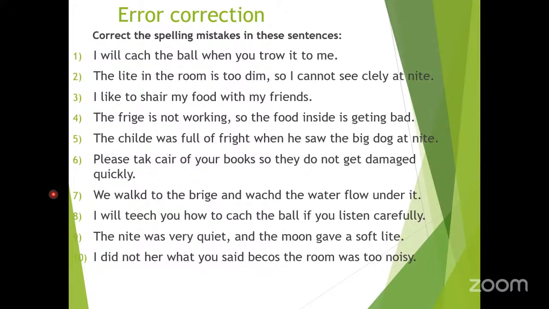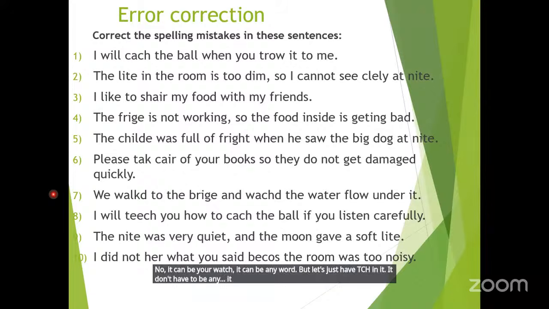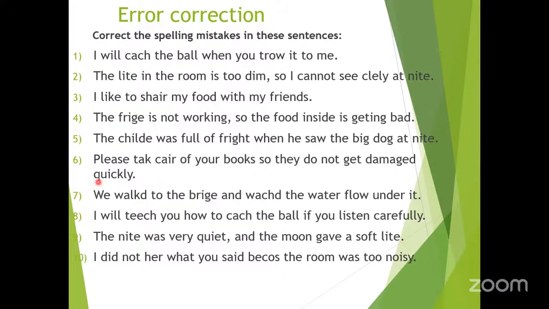Is it the one that we learned today, or should I say my own? No, it can be your word. It can be any word, but let it have TCH in it. It doesn't have to be from the words we learned today, but let it have the sound TCH. I don't know. Okay, what about the ones we learned today? Can you remember any word? I remember fetch. Good, fetch. Another word. I remember scratch.